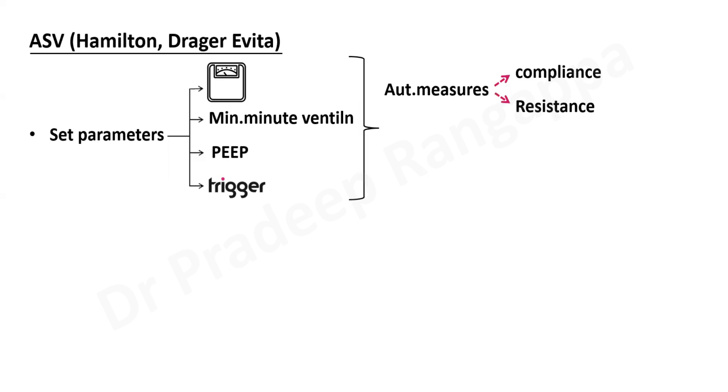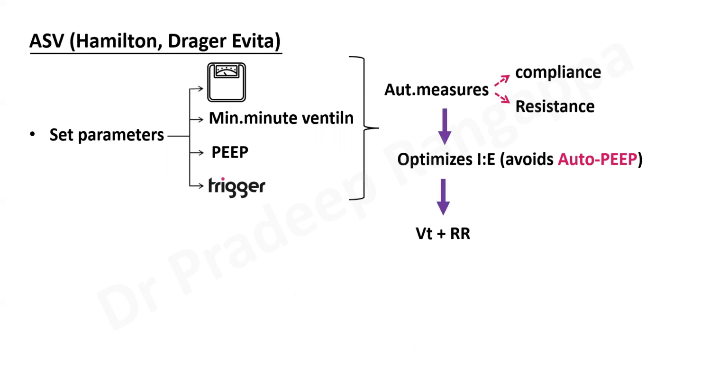Once you set this, it automatically measures the compliance and resistance of the patient, which I showed you, plots the graph, and sees at what tidal volume and at what flow rate this optimal minute ventilation can be delivered. It is similar to pressure regulated. In all these ventilators, compliance and resistance are factored in to determine the IE ratio, flow rate, and so forth. It optimizes the IE ratio to make sure that auto PEEP is avoided, and it delivers the tidal volume and respiratory rate. So this is the philosophy of adaptive support ventilation.